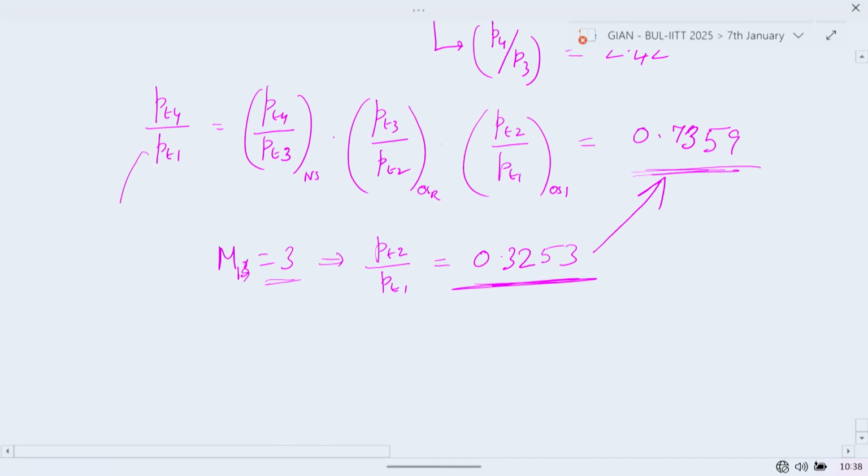I think there is one more parameter that we were asked to calculate, which is P4 by P1. What is the pressure amplification? It is 20.5. So now you get the feel about how to deal with supersonic inlets. Yeah. So there is one more problem for today.